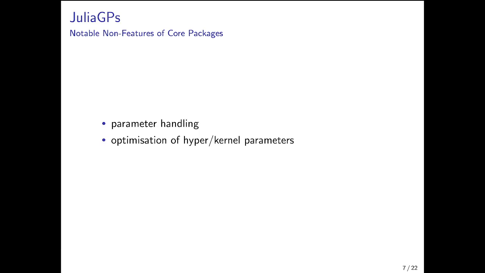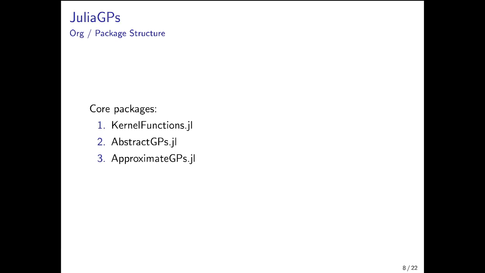And this again comes back to the kinds of users that we're currently targeting. We're assuming that you know what you want to do, you know a bit about how to apply standard optimization tools, as opposed to using a fit-predict interface in scikit-learn or whatever. So the core packages of the organization are these three: KernelFunctions.jl, AbstractGPs.jl, ApproximateGPs.jl. And I would really recommend looking at them in this order, because AbstractGPs depends on KernelFunctions and ApproximateGPs depends on AbstractGPs.